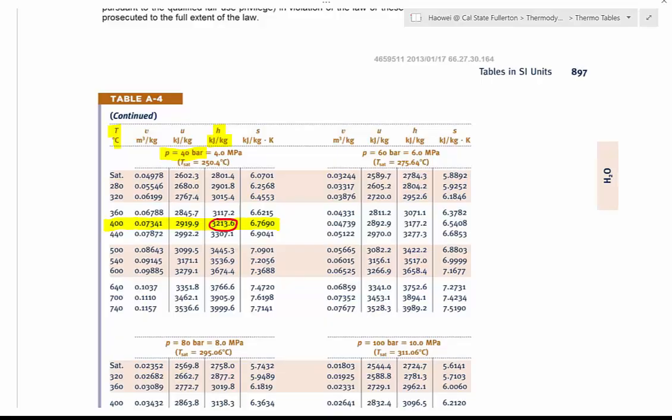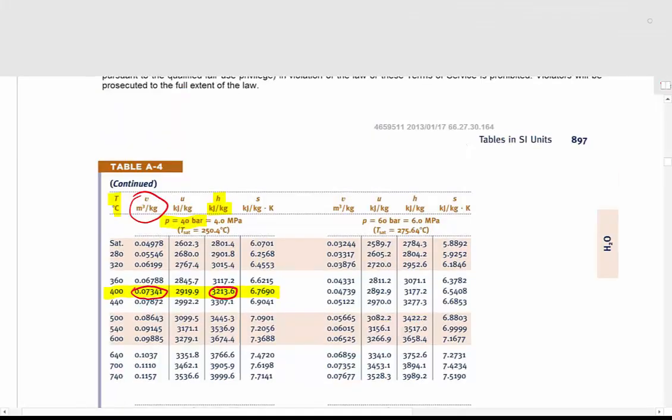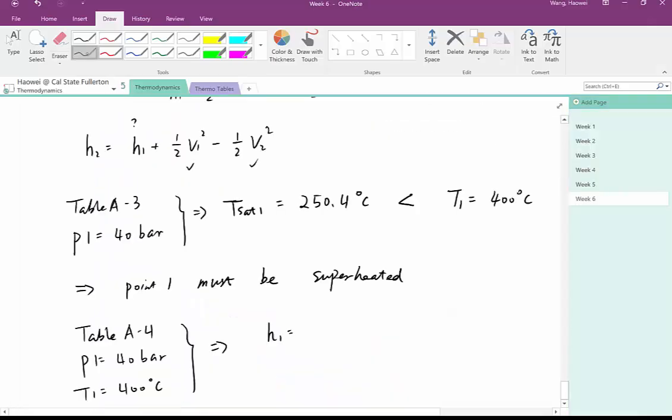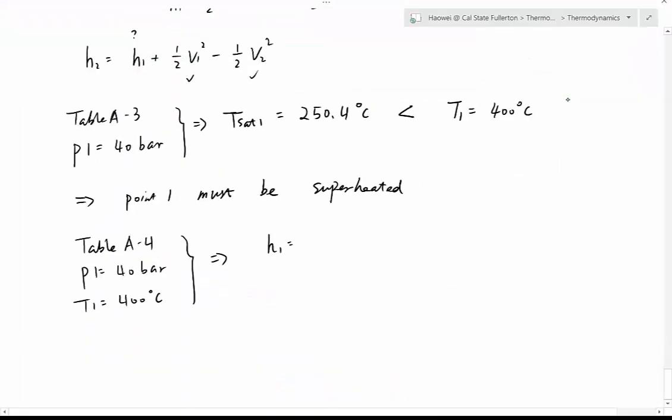Okay, so the other property I'm going to write down is nu. The second column is nu, so the corresponding nu is 0.07341. And do not forget a unit, cubic meter per kilogram. Okay, so now we go to our table and write down those two properties.